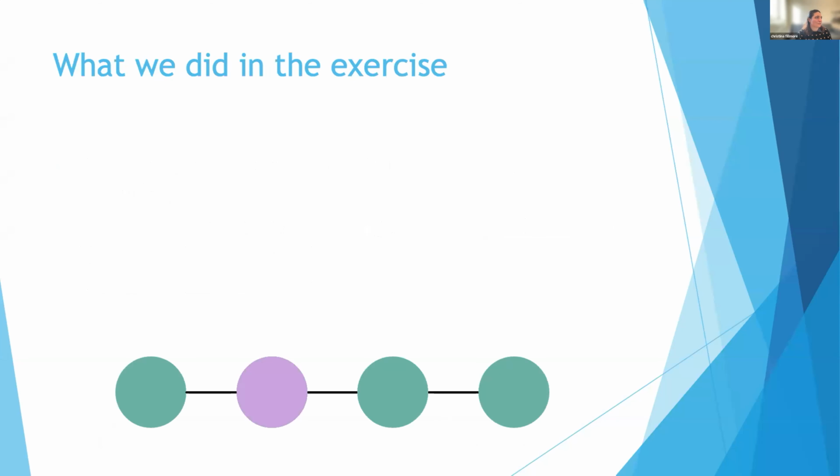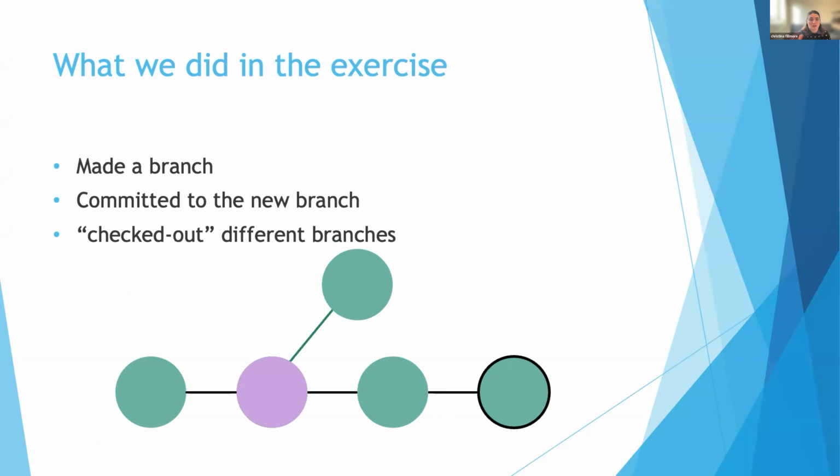Okay, so a quick recap of the exercise. We made a branch, we committed to the new branch, and we've now tried checking out different branches. So checking out is where you're mostly going to use it in your day-to-day life, between branches. It is kind of the most common way to just go about things.